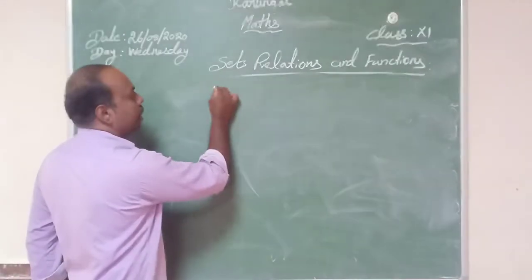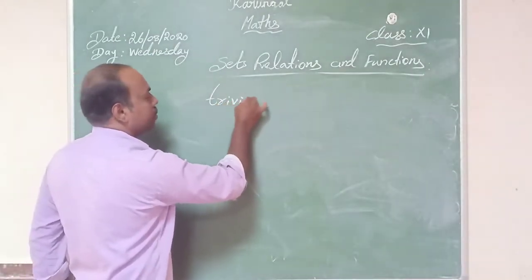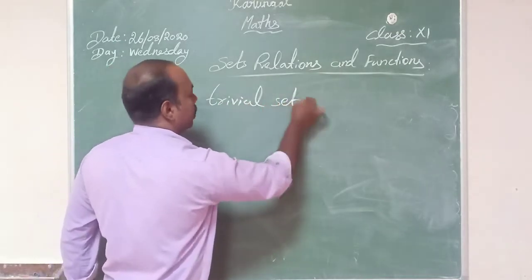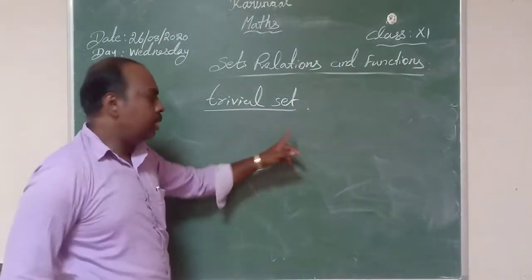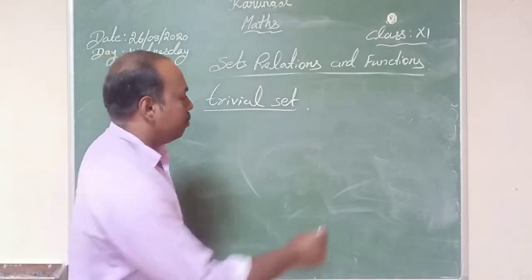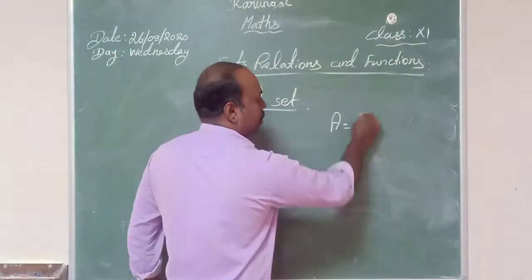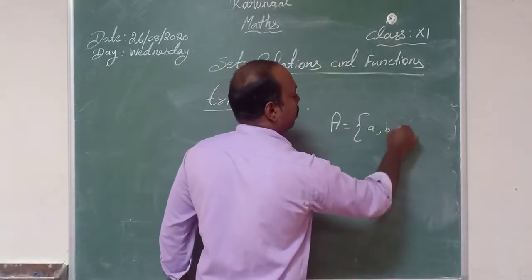Another heading, trivial set. It is trivial set. Suppose A equal to the set of all A, B, C.